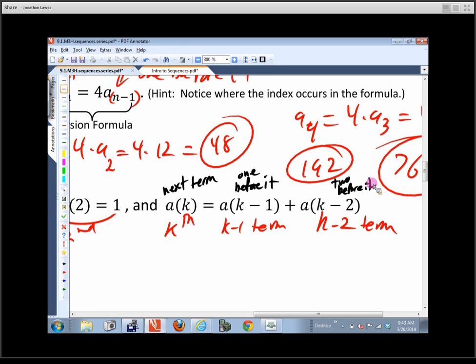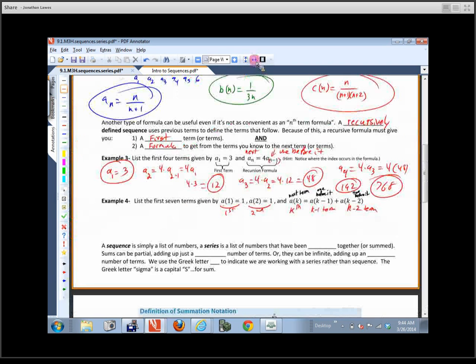Okay, so if you want to make the next term, you take the 1 before it and the 2 before it and add them together. Does that make sense? Okay, so I'm going to write down the terms. The first one is 1, the second one is 1. In order to come up with the third one, notice what I've got here. I already know the first and second terms, I need the third one.